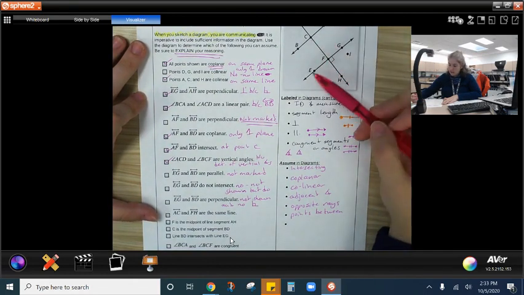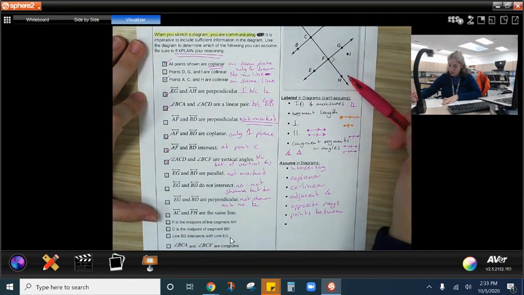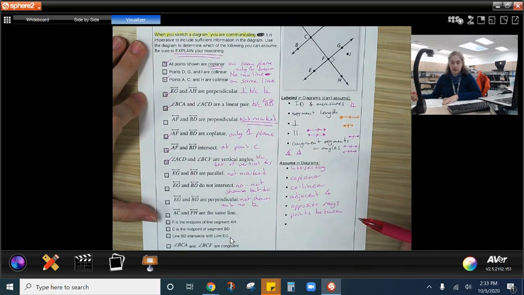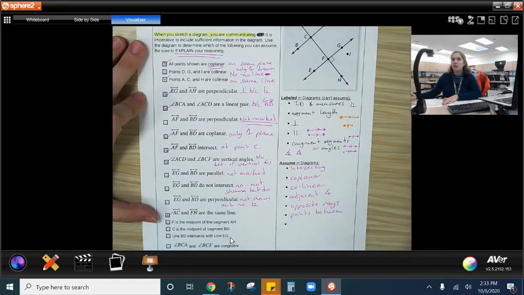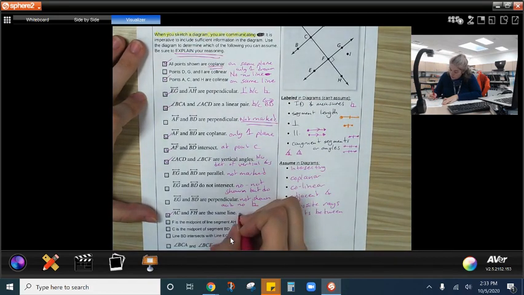So we've got AC and FH are the same line. Yes, they are the same line. I can name that line either way. So they are collinear.